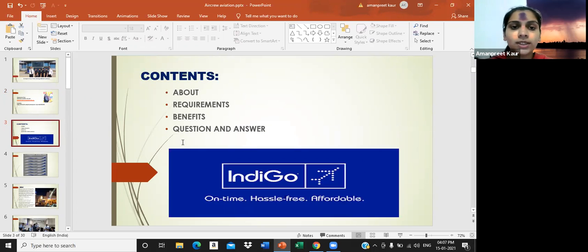Now the contents which I'll be covering here would be the about, that is what IndiGo Airlines is all about, its requirements for the hiring, the benefits which you will get if you get selected or hired in the IndiGo Airlines, and the questions and answers which are generally asked in the interview. Now I'll be telling you all about it.